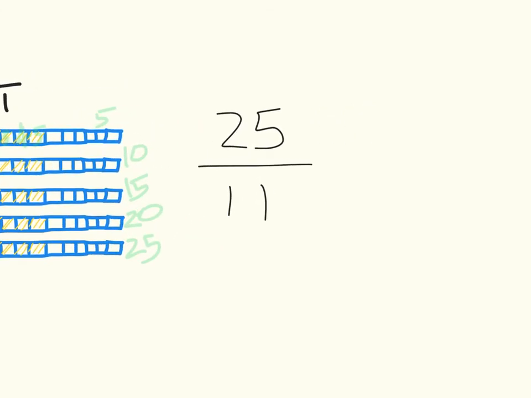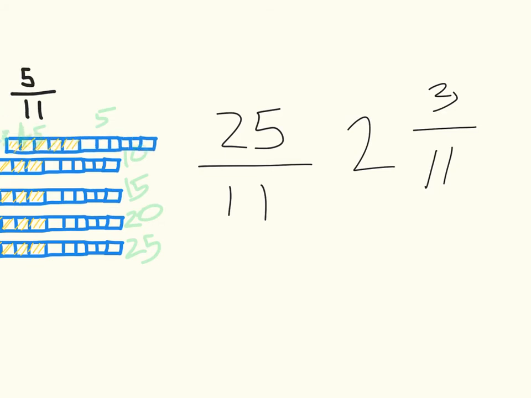I know that that's an improper fraction because I know that 25 is greater than 11, so I know that there's going to be one group of 11. 11 plus 11 is 22. It's going to be 2 groups of 11. 22, 23, 24, 25. 3 left over, out of 11ths. And 11 is a prime number. I can't simplify that anymore.